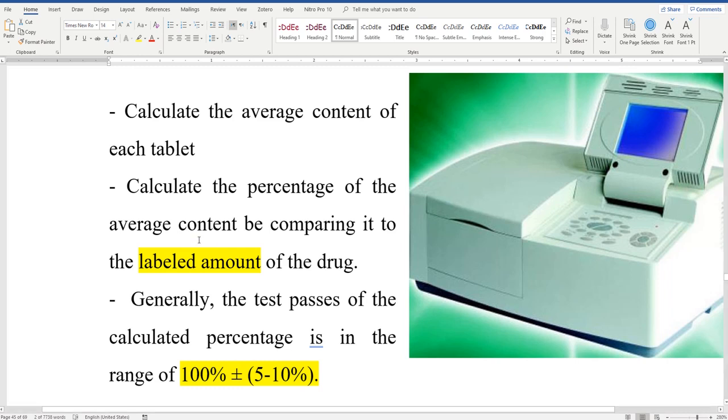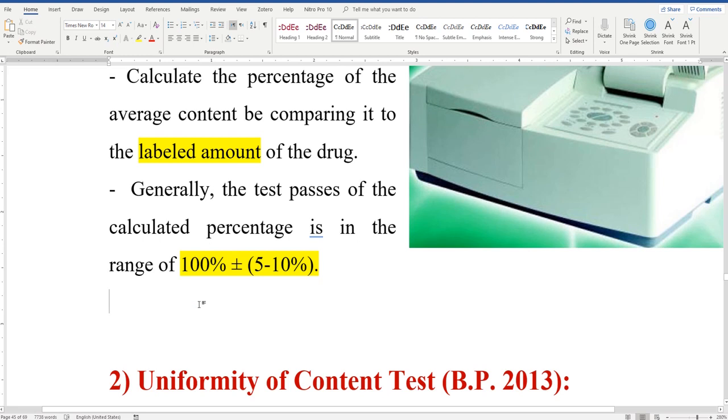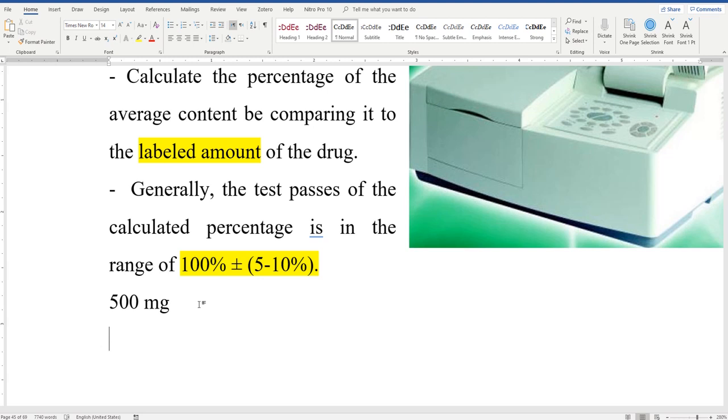For example, let's say on the package it says 500 milligram, but your analysis shows 490 milligram. It means that the percentage from claimed is 490 divided by 500, of course multiplied by 100%, okay, and this will be equal to 98%.